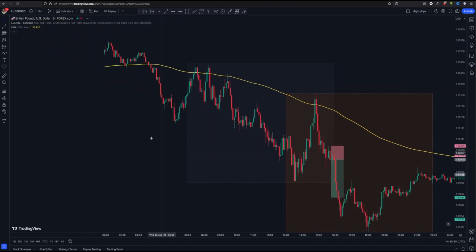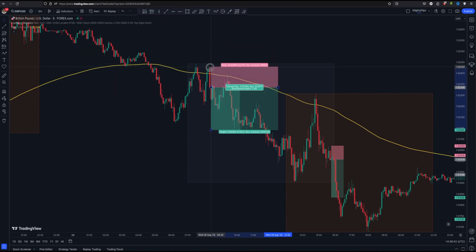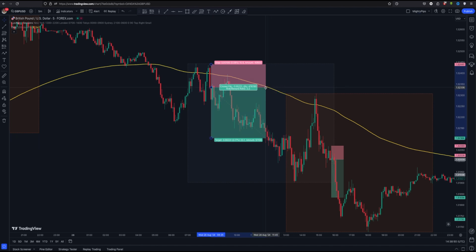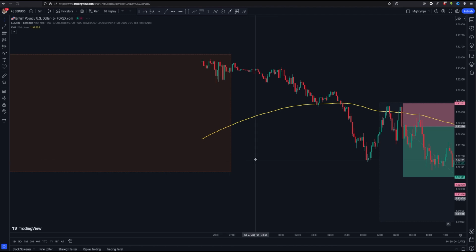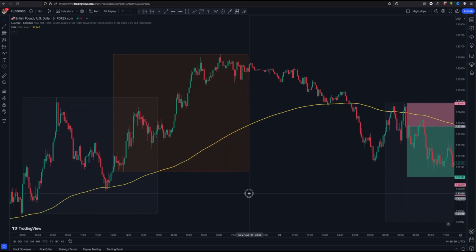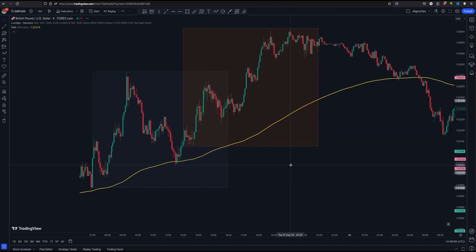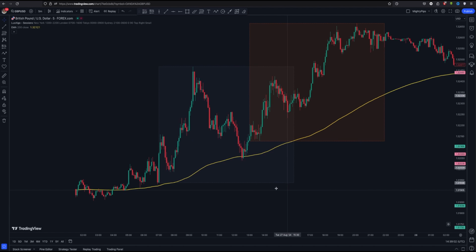You can have multiple entries. Like here, we had another entry which would have actually gone into a profit. All right, so you see here we also had an entry which would have given us a win. So you can actually scalp the market using this strategy and you guys will be amazed. Remember, don't force anything to happen. Just trade when all those conditions have been met.